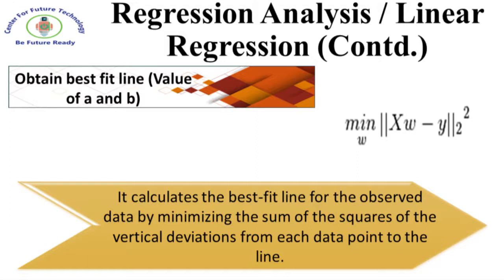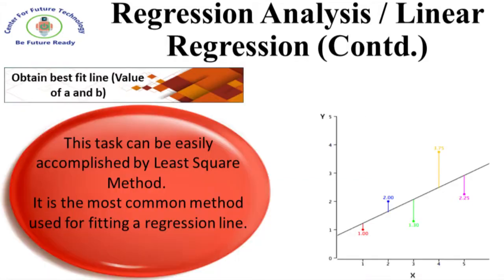It calculates the best fit line for the observed data by minimizing the sum of the squares of the vertical deviations from each data point to the line. Because the deviations are first squared, when added, there is no cancelling out between positive and negative values.